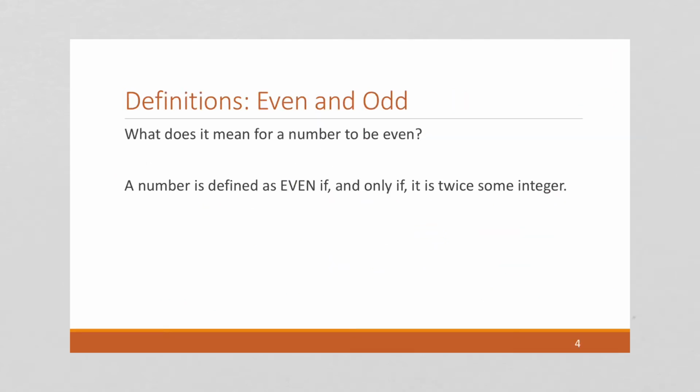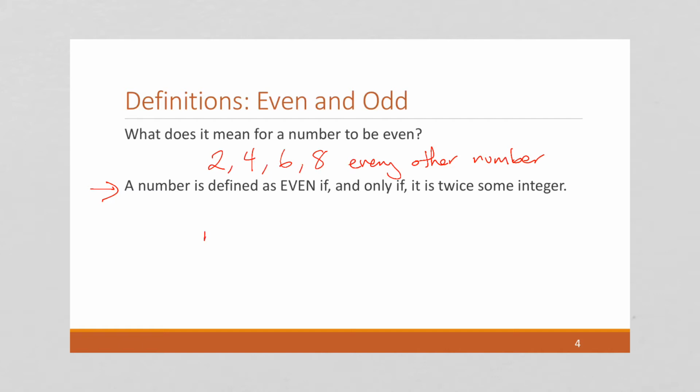Okay, even and odd. What does it mean for a number to be even? This is something that we learned about so long ago, it seems obvious, right? Well, 2 is even, and 4, and 6, and 8, and so on. It's like every other number. But while that definition makes sense to us because we've been using it for so long, it is not a formal definition. So a formal definition says a number is defined as even if and only if it is twice some integer. So how would we write that formally?